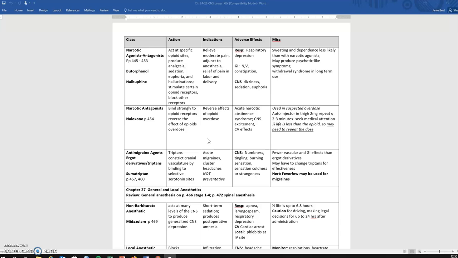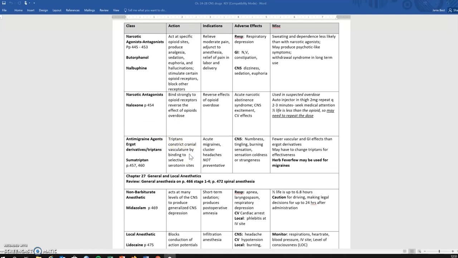So you may give the naloxone, the respiratory rate comes back up to 20, the patient seems to be doing well, and then suddenly the respiratory rate drops again. And that's because the naloxone has worn off, but the opioid is still in their system. So patients need to be monitored carefully, and that dose may need to be repeated.